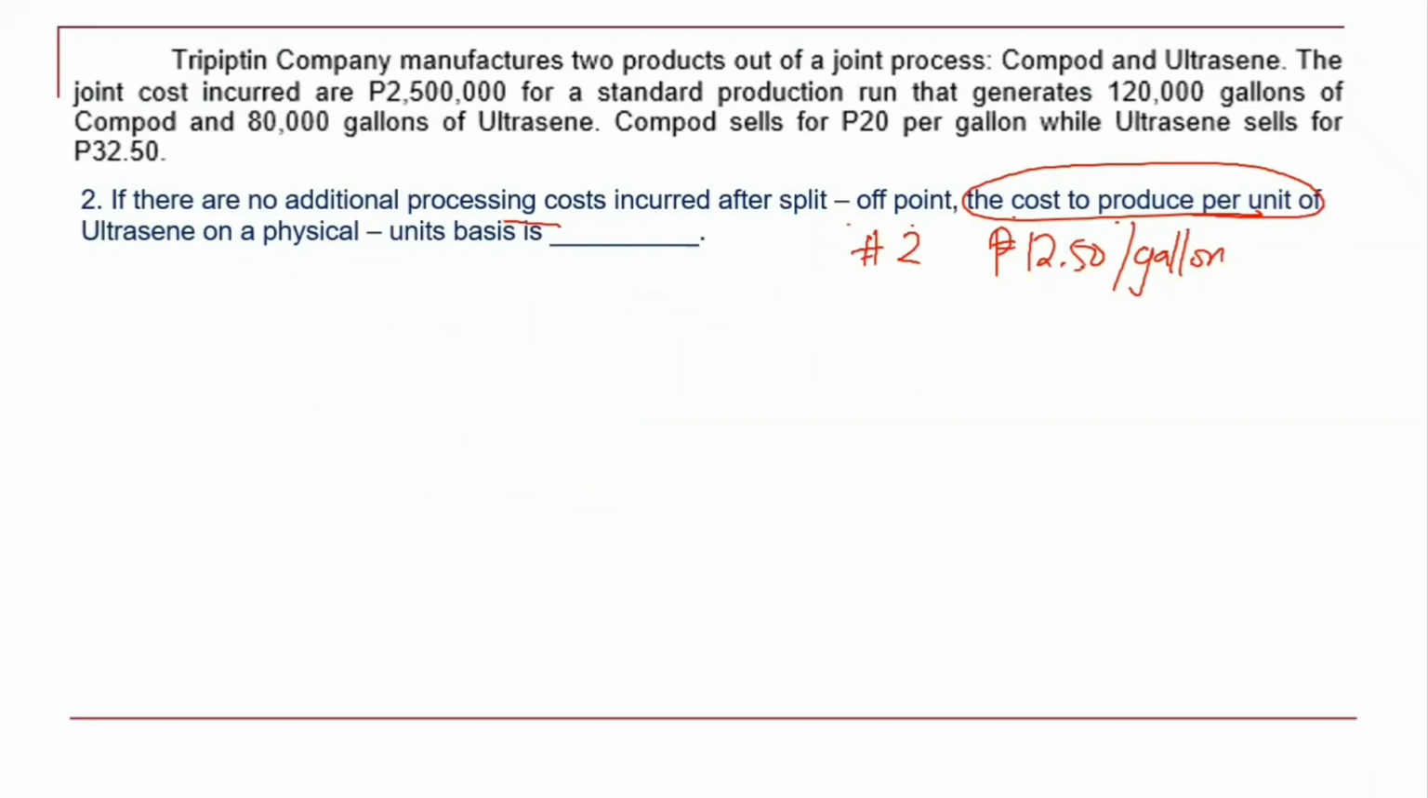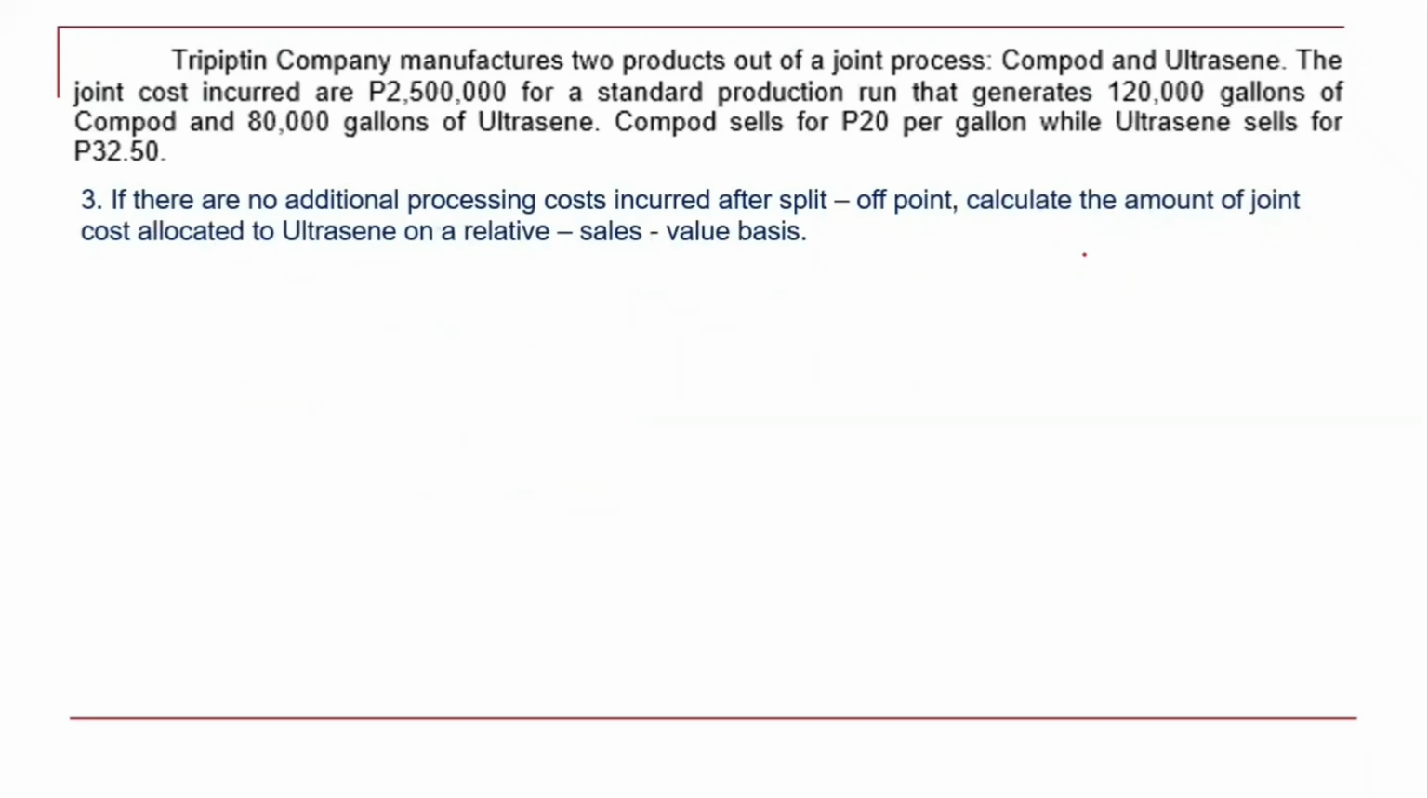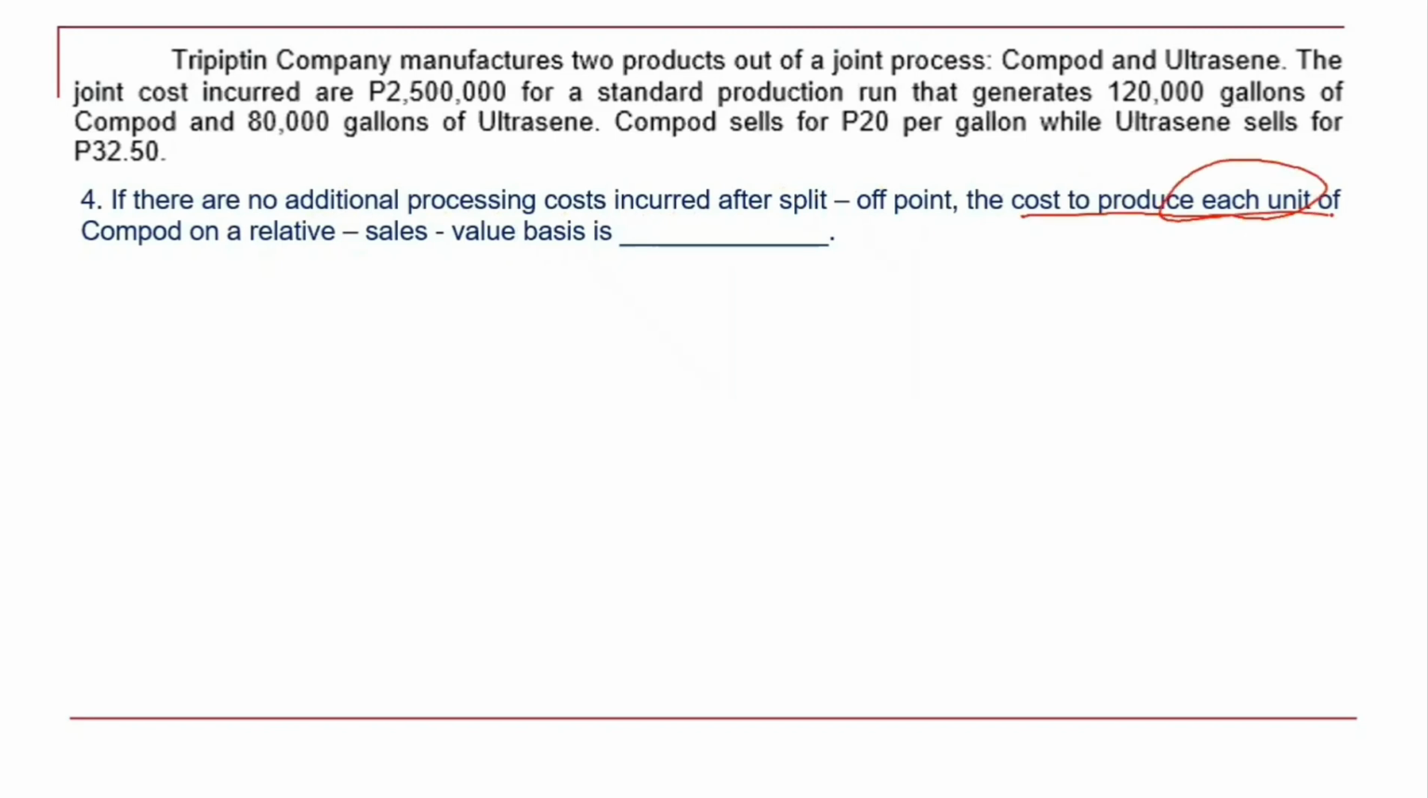We will now proceed to items 3 and 4. Sa 3 and 4, yung 3 kasi ang tinatanong, same problem. Tapos no additional processing costs pa rin. Pero we are to calculate the amount of joint costs allocated to Ultrasin sales value basis. Sabi sa number 4, cost to produce each unit lang. So ang gawin na lang natin, completein natin hanggang unit cost ng parehas na product. Okay? So dito na lang tayo sa number 4 sumagot.